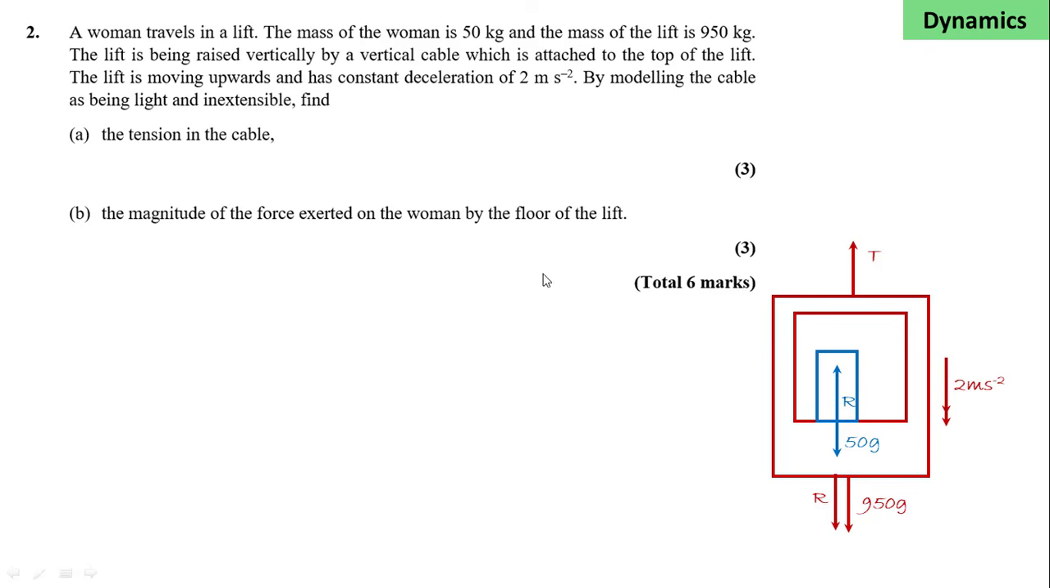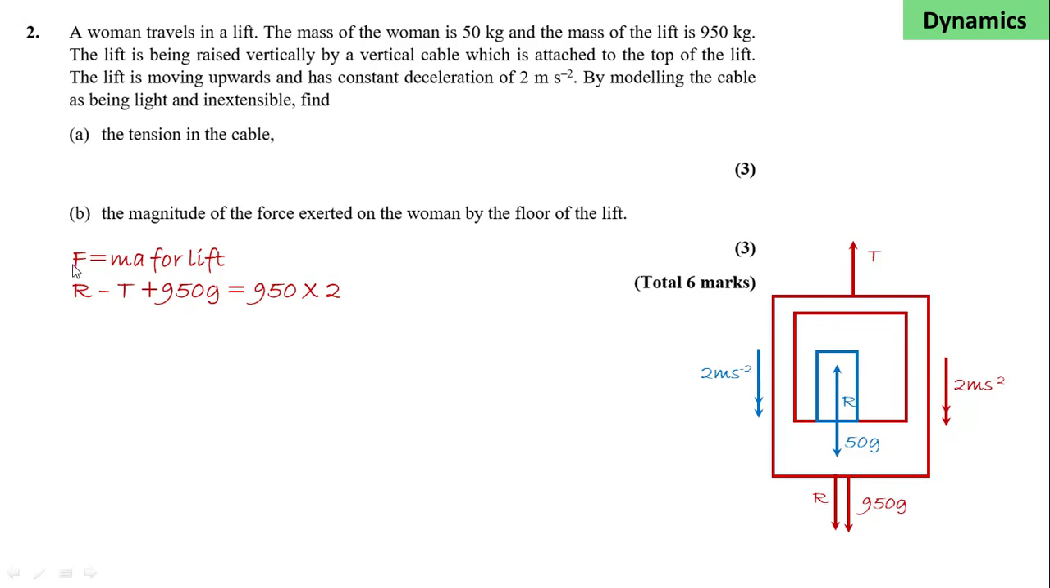We're told that the deceleration is 2 meters per second squared and it's moving upwards. So this is equivalent to an acceleration downwards of 2 meters per second squared. Both the woman and the lift will be accelerating at the same rate.